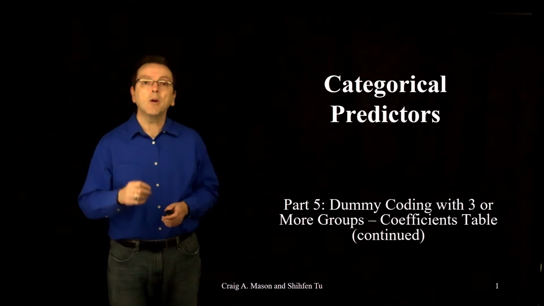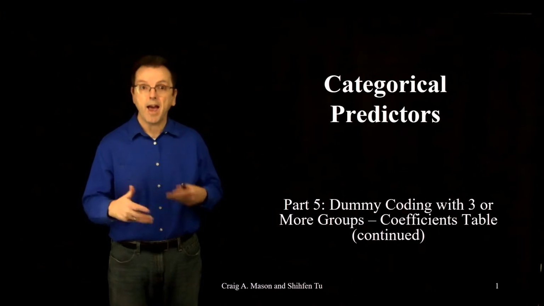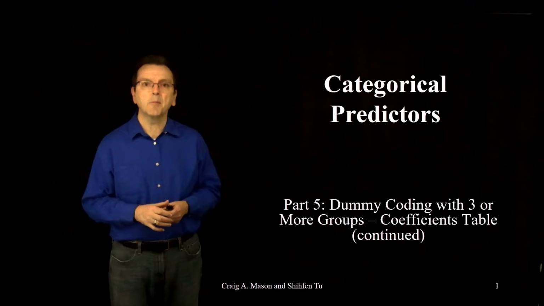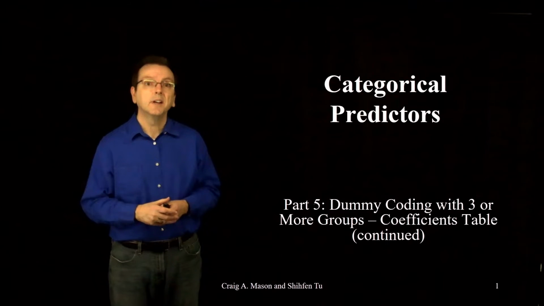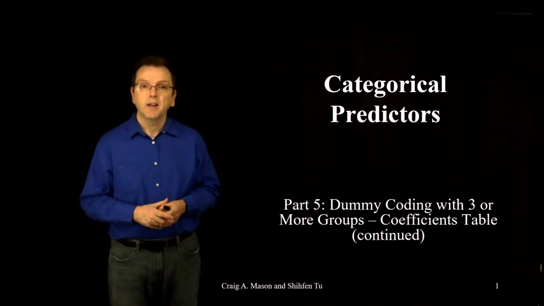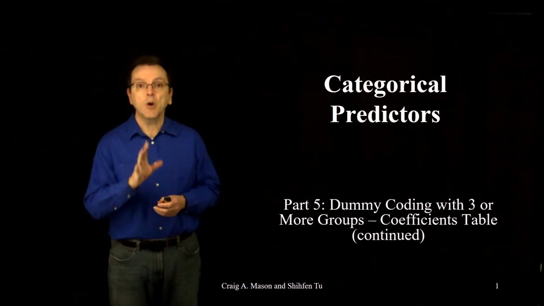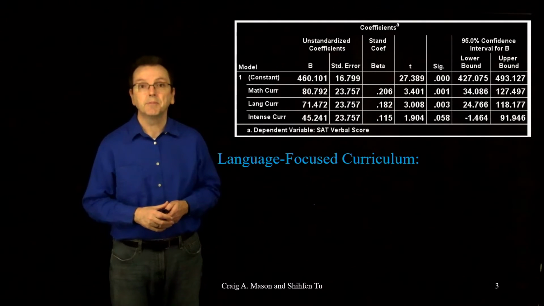In our previous video, we continued with our dummy coding example based on different academic programs, focusing on the coefficients table and how to interpret the intercept or the constant, as well as the math-intensive curriculum coefficient. Let's now wrap up that analysis by looking at the coefficients for the remaining two dummy variables.